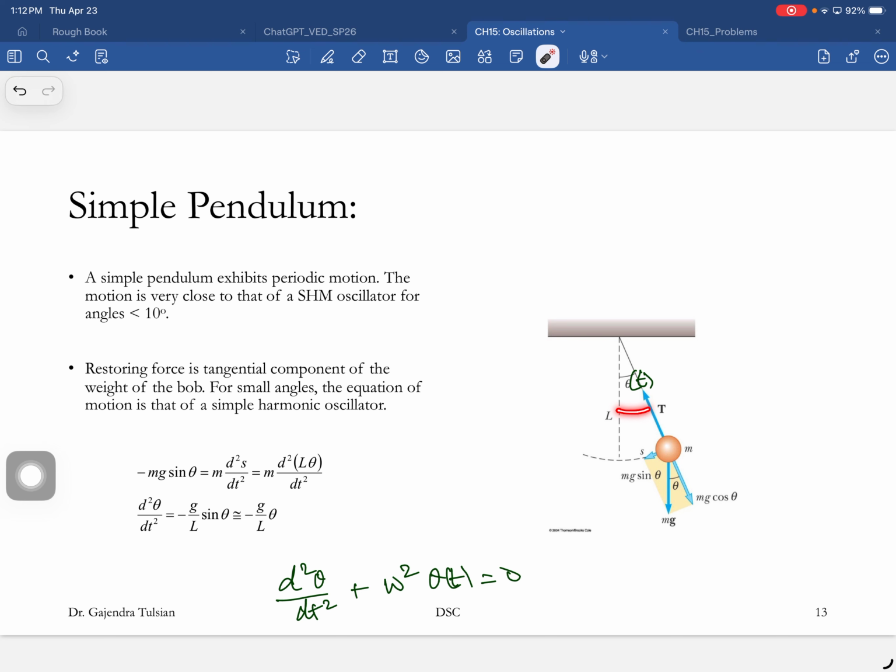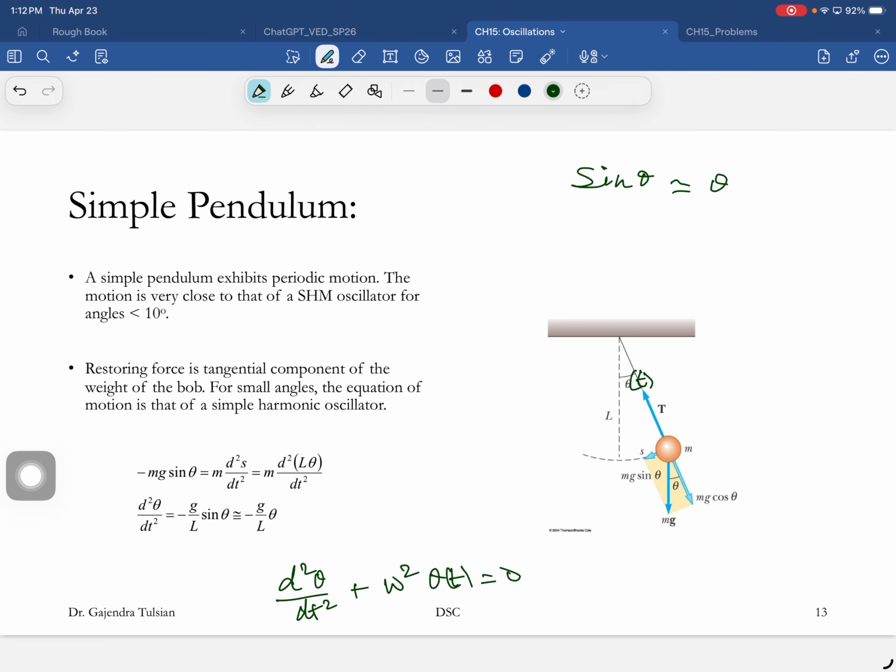And as long as the angle is small, and you can test this out on your calculator, put it in radian mode. For small angles, sine theta is approximately equal to theta. So you can put it in radian mode and calculate sine 0.1, and you'll get 0.1.